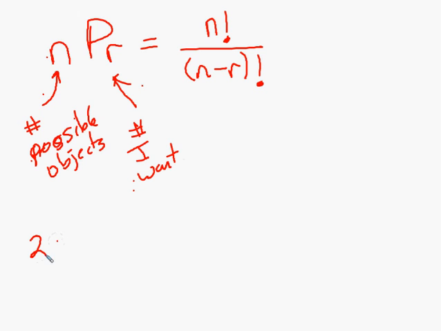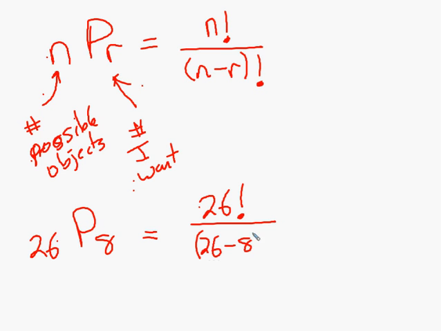So in this case, I had 26 possible letters to choose from. I'm going to permute 8 of them from that one that we just selected. And when I put this in the formula, I get 26 factorial over 26 minus 8 factorial, which then is going to be 26 factorial over, what's 26 minus 8? It's 18 factorial.